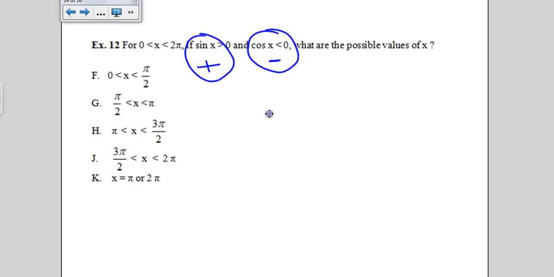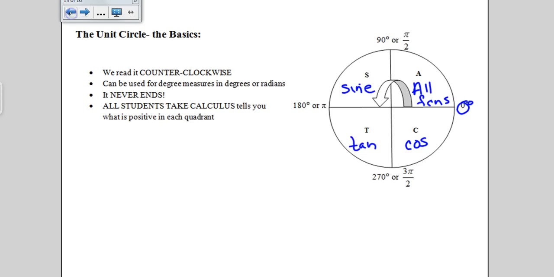So I'm looking for a part of the unit circle where sine is positive but cosine is negative. So I'm going to back one slide to look at my unit circle. And the first clue was sine had to be positive. Well, there's two places where sine is positive. Sine is positive right here in this quadrant, and sine is positive right here in this quadrant.